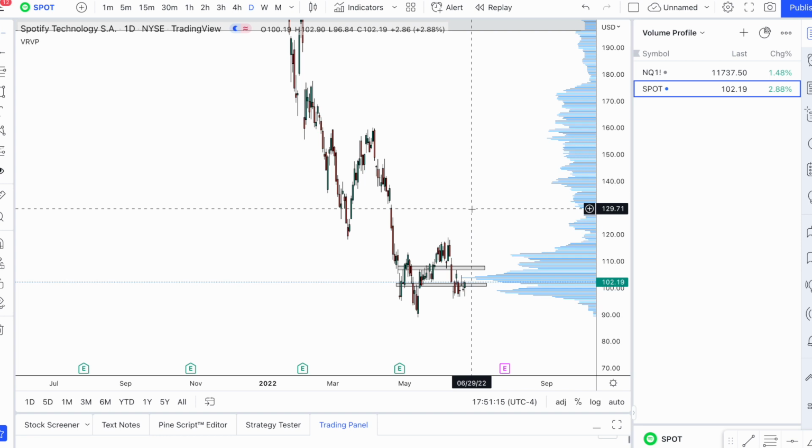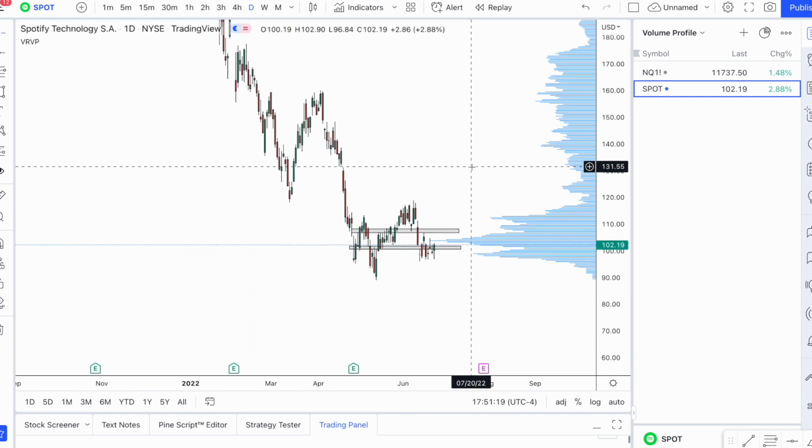You can incorporate it in, add it with some confirmations. And it's something that you can definitely build a profitable trading strategy based off of.